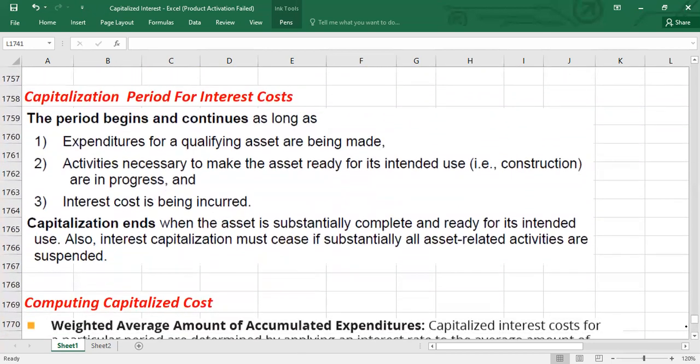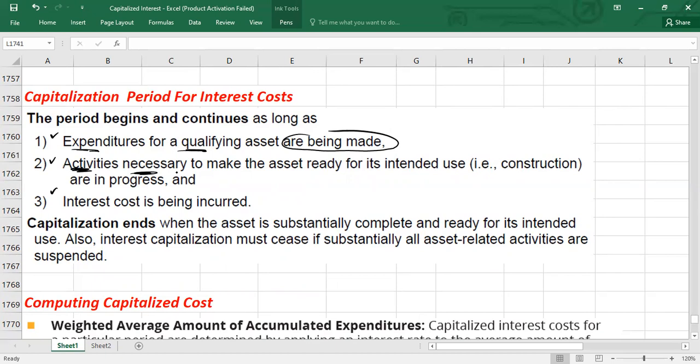You should not capitalize any interest cost for them. Here we have a rule about which portion of the interest cost should be capitalized. We will talk about that in the calculation. But here I'm going to talk about when the capitalization of interest should start and when it should end. Capitalization of interest should start if three conditions are met. Number one: the expenditures for the qualifying asset are being made, like you have started to incur the cost. Second: activities necessary to make the asset ready for its intended use, like you have started the activities also. I mean to say your construction is under progress.